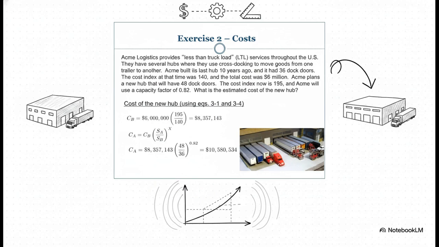Take Acme Logistics. They built a 36-door cross-docking hub 10 years ago for $6 million. Today, they want a larger 48-door hub. Obviously, you can't just multiply the cost linearly. First, they use the index to update the old $6 million to today's money, bringing that base to about $8.3 million. Then they apply a capacity factor of 0.82 to account for economies of scale. When you do the math on the ratio of those sizes, they arrive at a highly accurate estimate of just over $10.5 million for the brand new, larger hub.